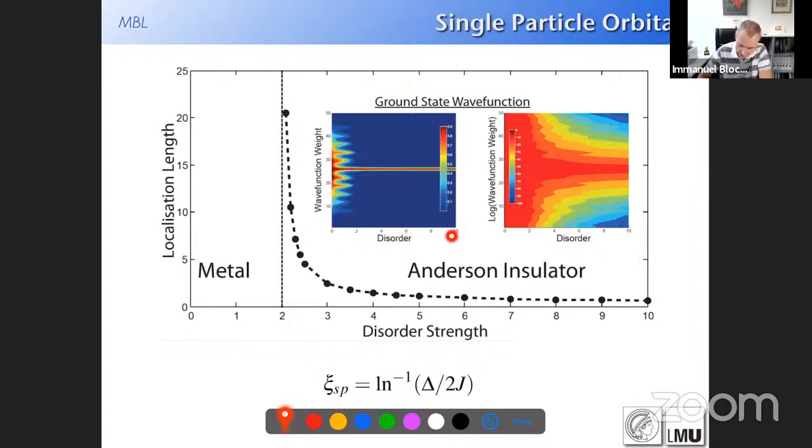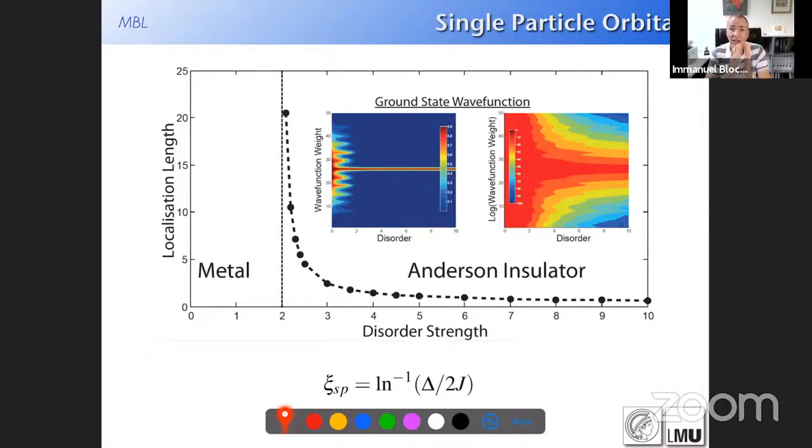Here's the disorder strength, and here's this magic parameter 2. If I'm below 2, you can see how this wave function is extended across the system. And once you tune above 2, you can suddenly see how this wave function becomes localized. Okay. And if we plot this on a logarithmic scale, we can see that it's actually exponentially localized, becoming more and more localized as we crank up the disorder strength.